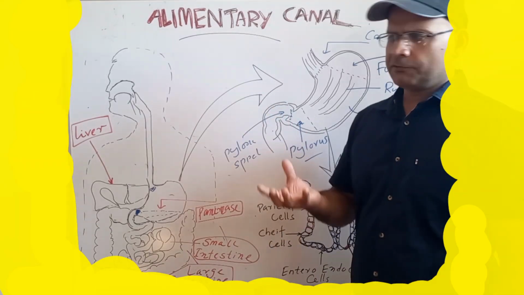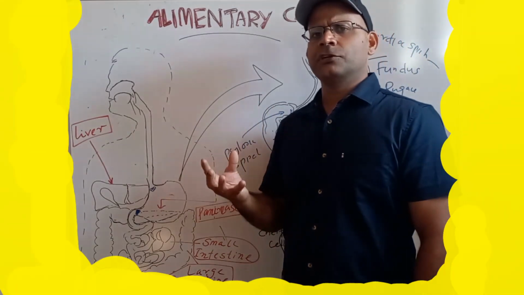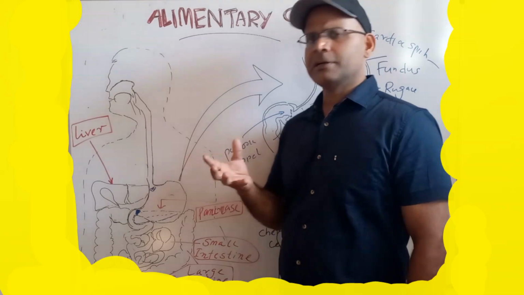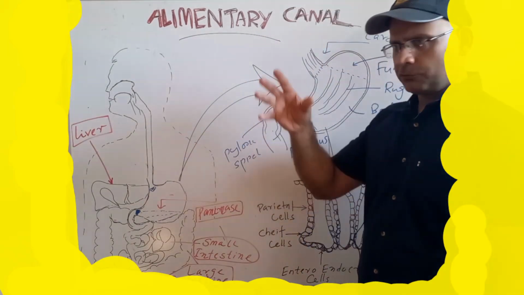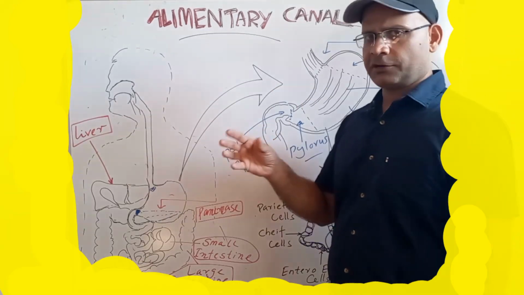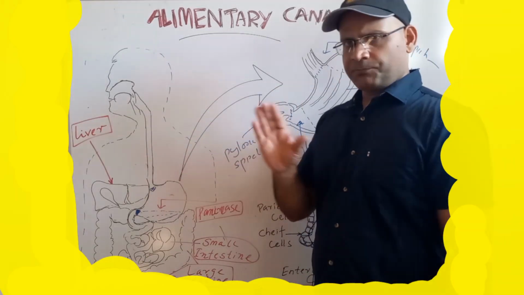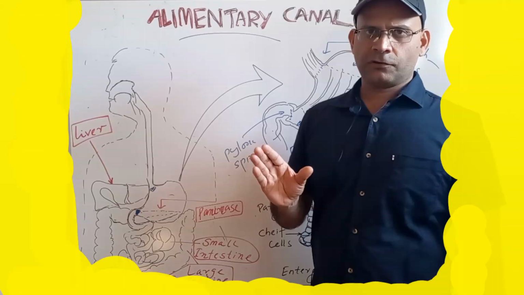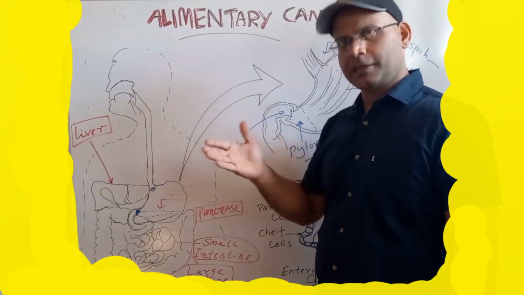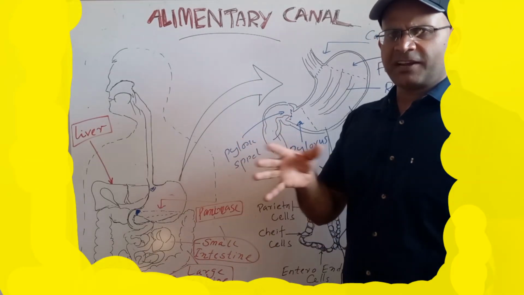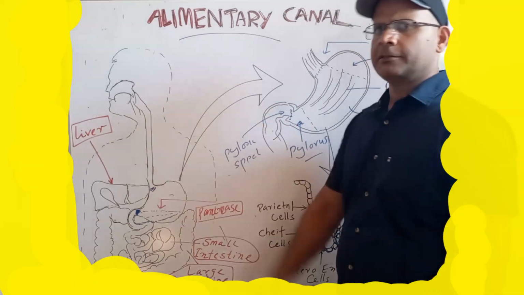And after mixing of this food with gastric juice, the chemical digestion is started. The hydrochloric acid secreted by the gastric juice converts pepsinogen, the inactive form of enzyme, into pepsin, and this pepsin breaks down protein into polypeptide.